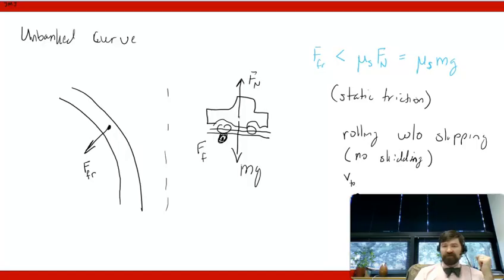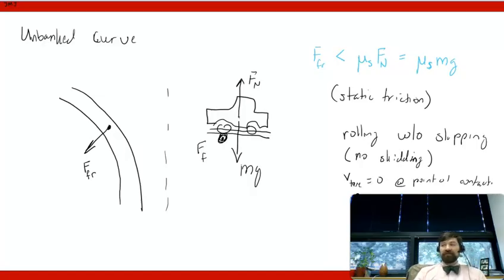V tire equals 0 at the point of contact. And that's just how fast that point of the tire is going relative to the road. Now I'm not going to prove why that is in this video. It basically has to do with the rotation of the wheel as your car is moving, and also the center of mass motion and how those two velocities add together.